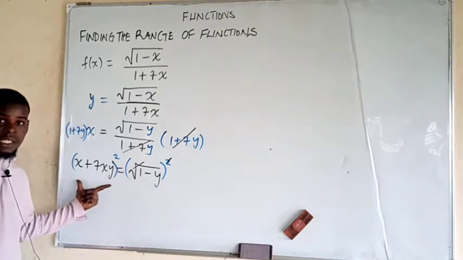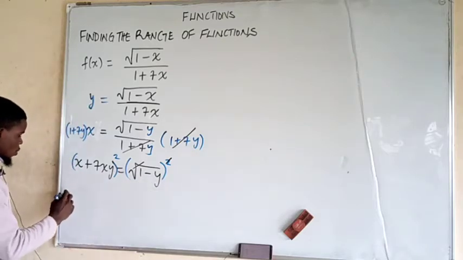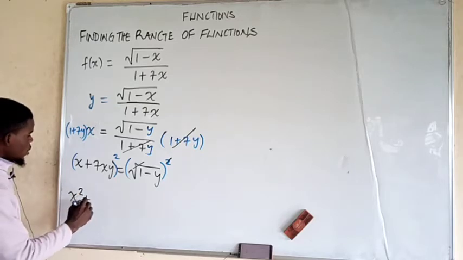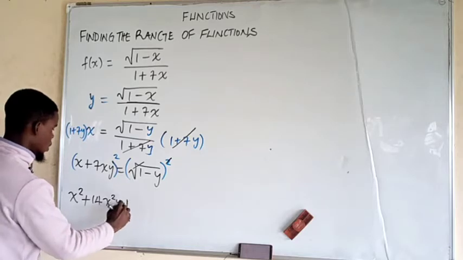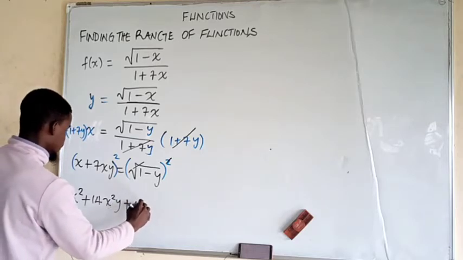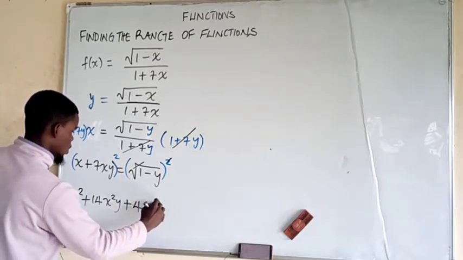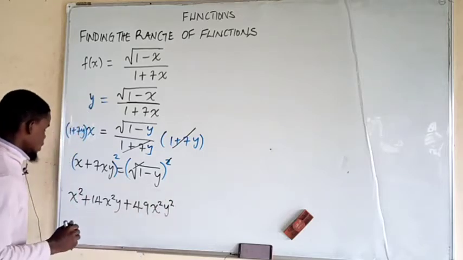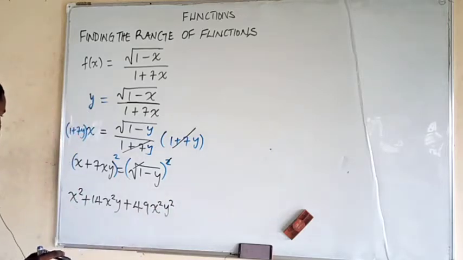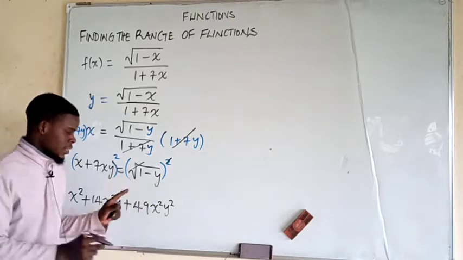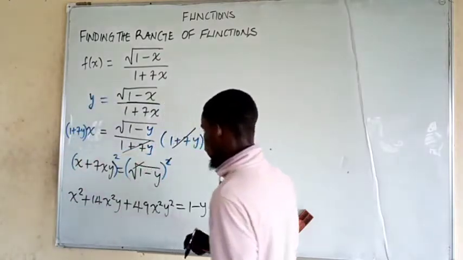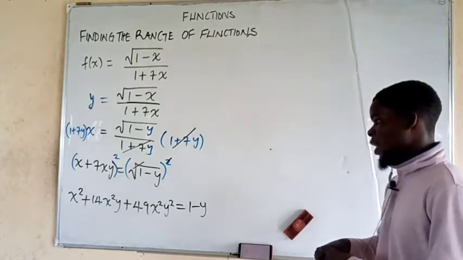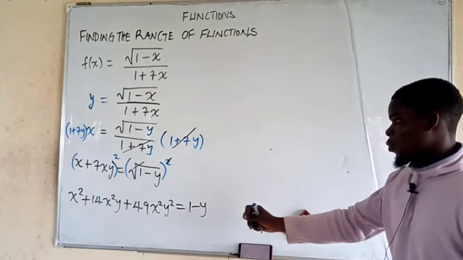But let's expand this left hand side. We're going to have x squared plus 14x squared y plus 49x squared y squared. That is just by expanding the left hand side. Then we rewrite the right hand side as 1 minus y. Good.